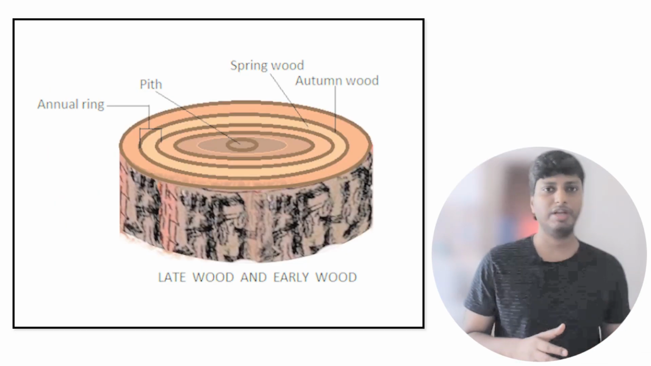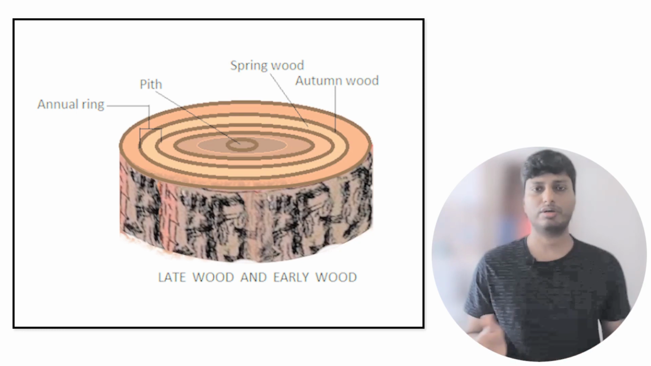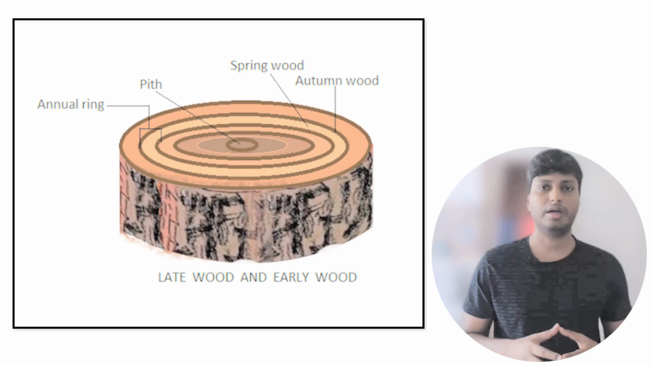One is called spring wood and the other is known as autumn wood. So dear students, what exactly is spring wood and what is autumn wood? Spring wood is basically, dear students, the xylem vessels which are present inside the roots as well as the stems of the plant.